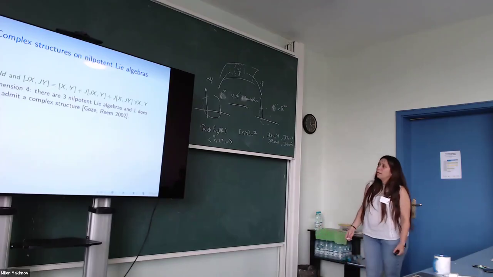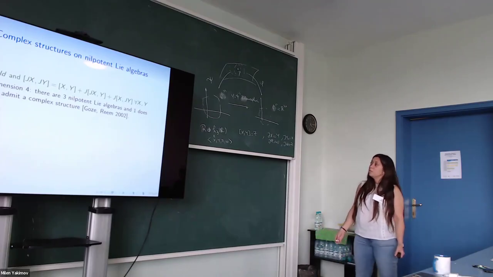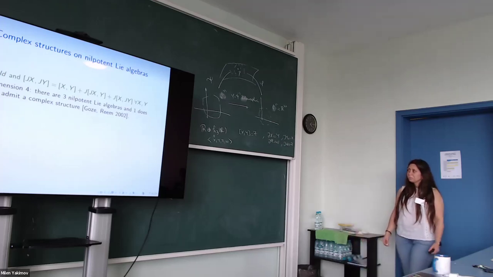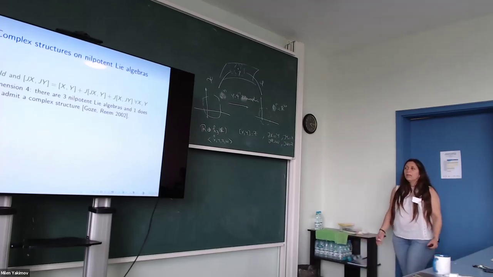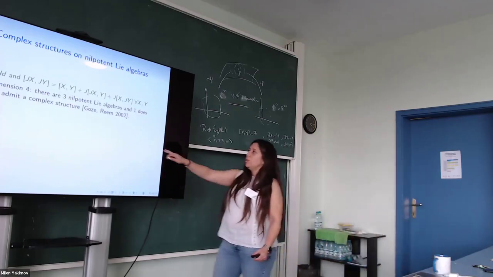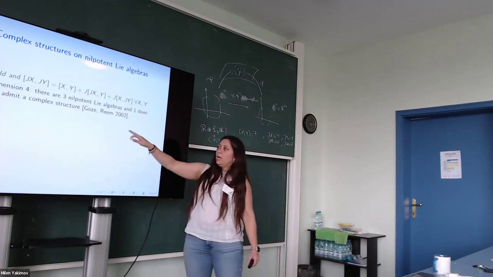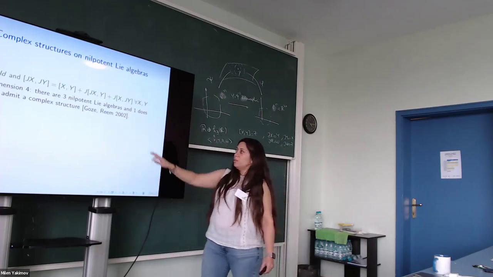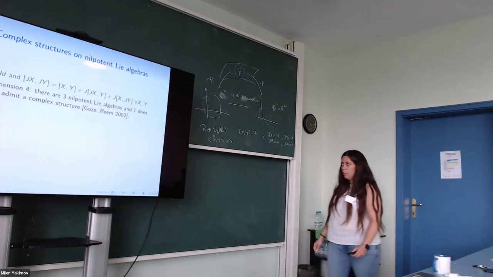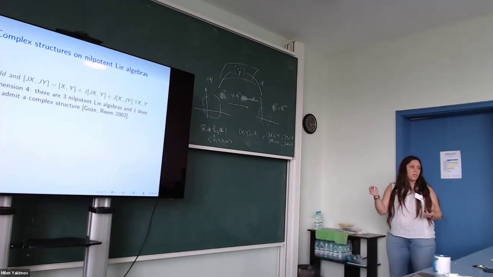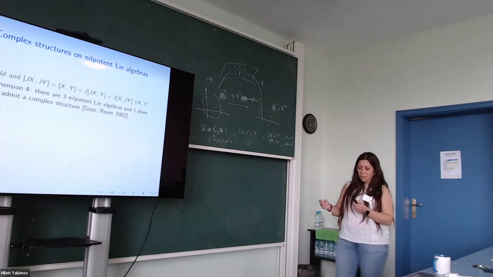And the other Lie algebra of dimension 4 is a filiform nilpotent Lie algebra. It is well known that a filiform Lie algebra of any dimension will not admit a complex structure. This was proved by Goze and others in 2002. So here you can see that in any dimension you have nilpotent algebras which admit a complex structure and nilpotent algebras which do not admit one.